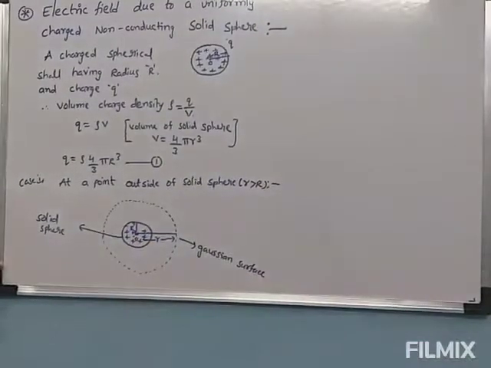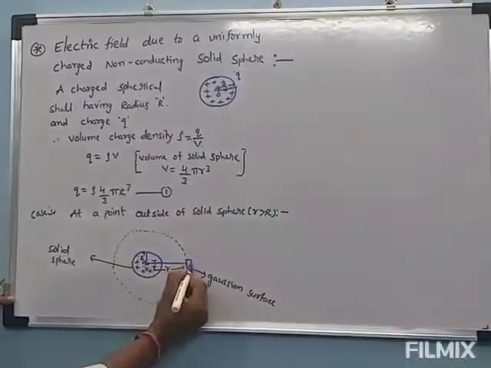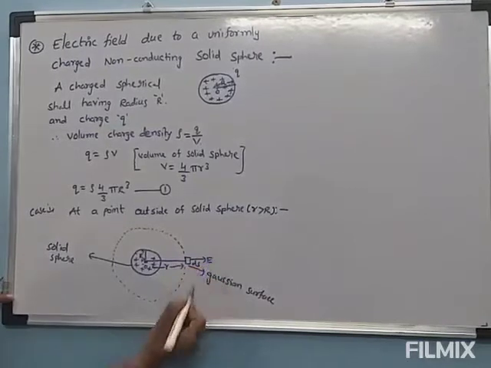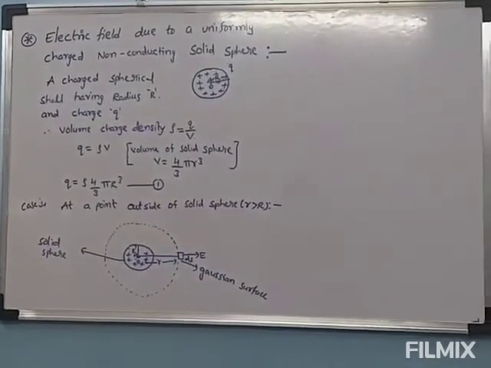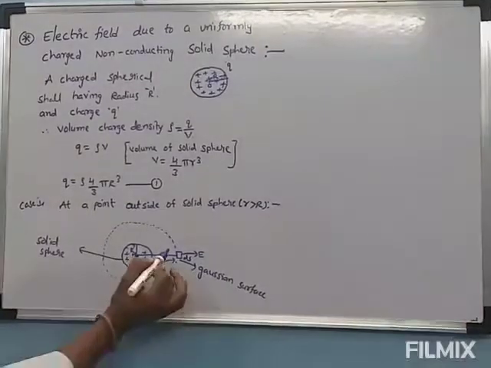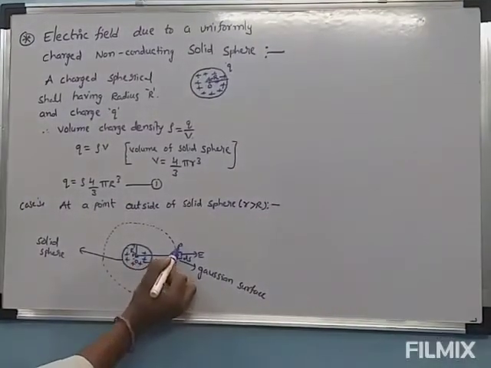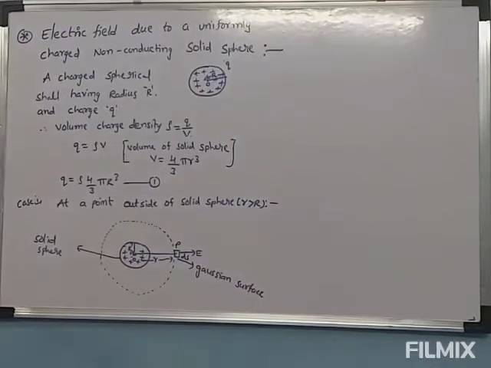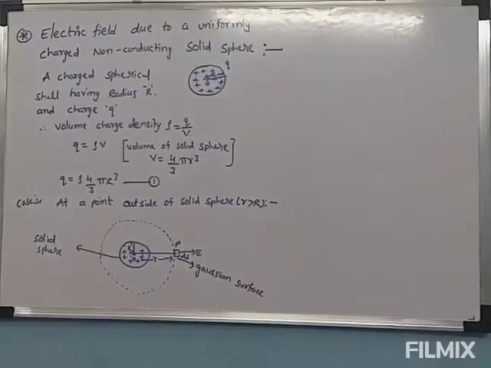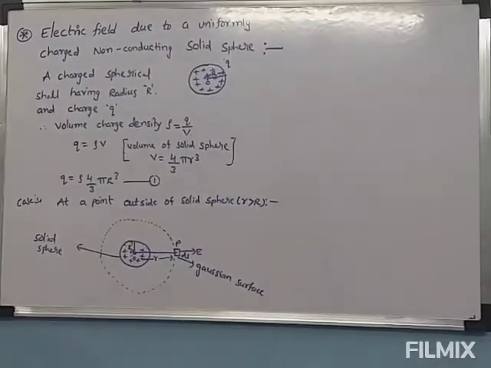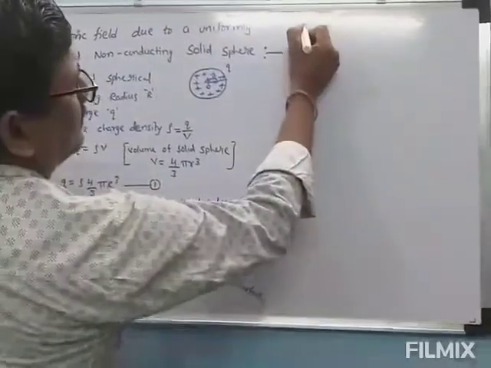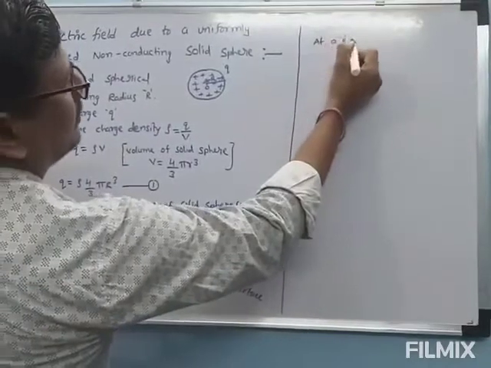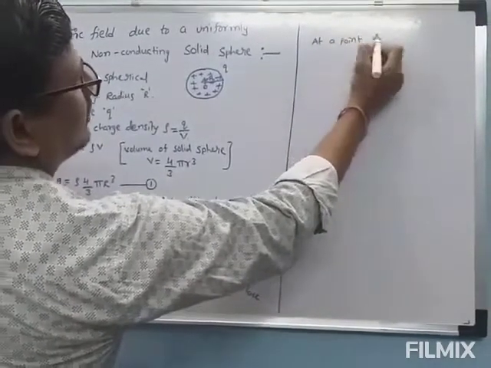Now we consider a small area, which is ds, and the electric field is also acting in the outward direction. Now we can find the electric field at a point P. This is the point P. Then we find the electric flux at the point P.